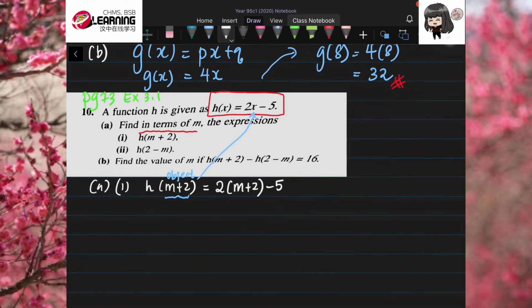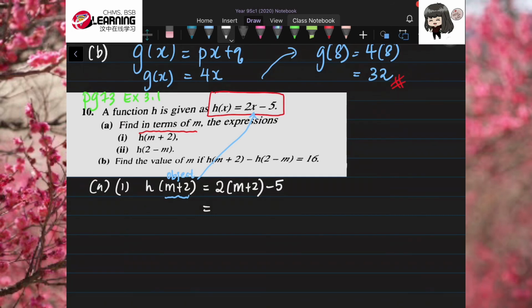The bracket is very important because if you don't write the bracket, for example 2, the x is m plus 2 minus 5, it will somehow affect your answer because this m plus 2 belongs to the 2. So you need to put a bracket so that this 2m and this 2 times 2 become 4. If without bracket, it will only mean 2m plus 2 only, and this part is wrong. So don't forget to put your bracket.